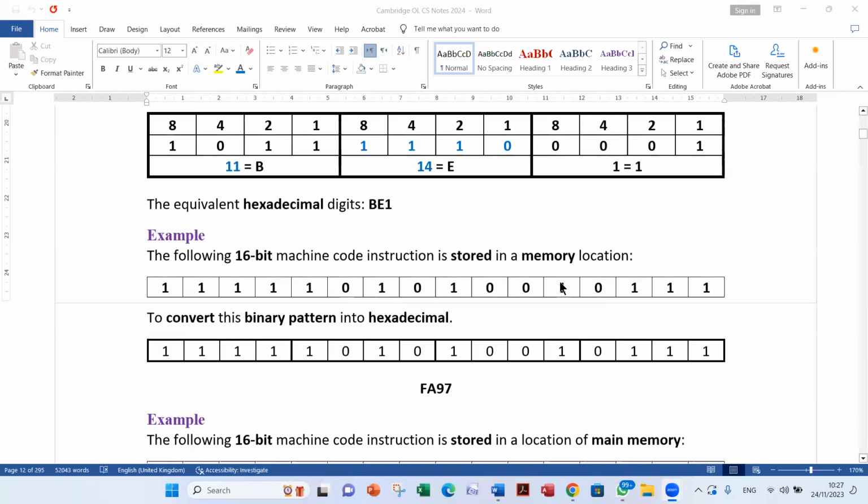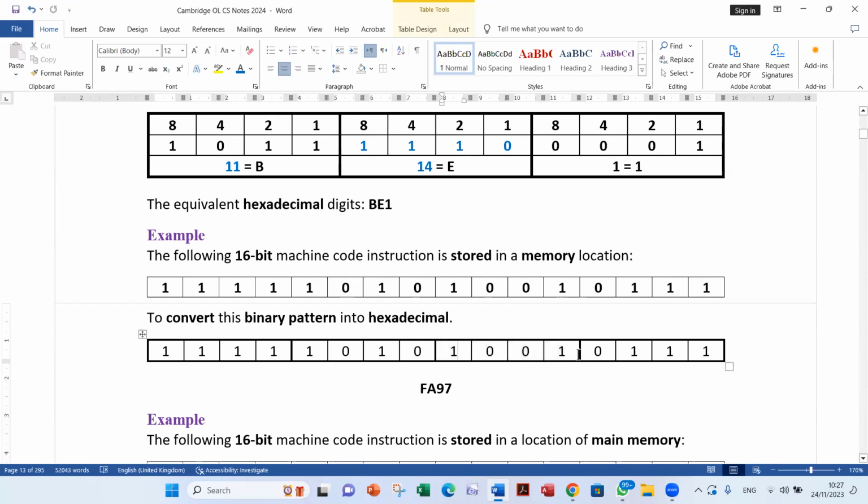So these individual groups convert to that group here: 0, 1, 1, 1 is 7. That group here, 1, 0, 0, 1, is 8 plus 1, and it is 9. This group here, 1, 0, 1, 0, is 8 plus 2, this is 10, and 10 is A. This group here, 1, 1, 1, 1, is 15, and 15 is F.